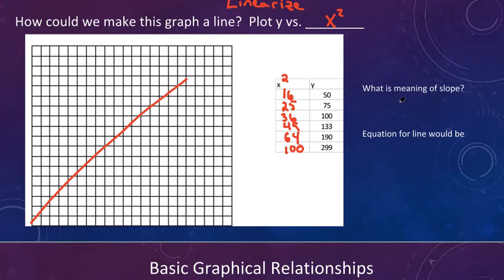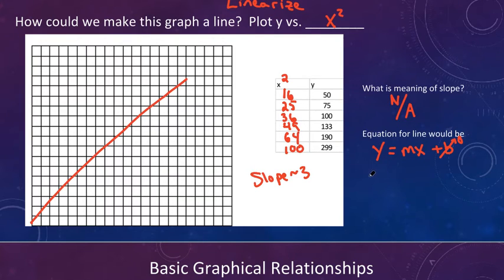So what is the meaning of the slope? Without units and what these y and x values are, we're not really sure, so I'm just going to put an NA, not applicable, for right now. But what is the equation of the line? Well, I got a slope of about 3. So my slope is about 3. I have y equals mx plus b, and like I said, we're going to just ignore the y-intercept for right now.